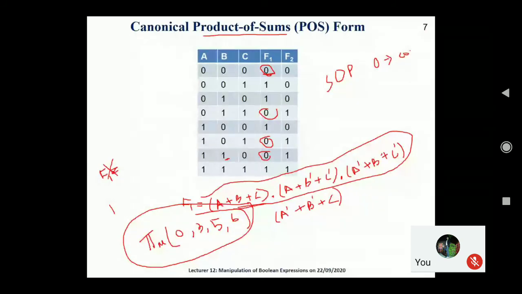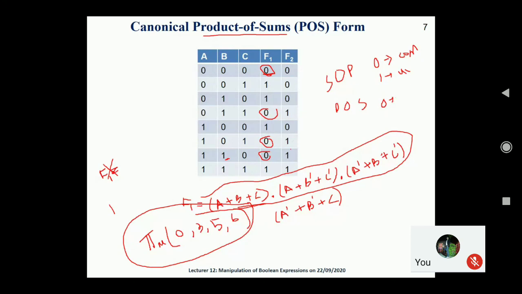Okay, complement form. And 1 means what? 1 means uncomplement form, according to the definition of min terms. Okay, it is the uncomplement form. But when you are writing in the POS form, that time what happened? 0 means what? Just opposite. 0 means uncomplement form and 1 is complement form.